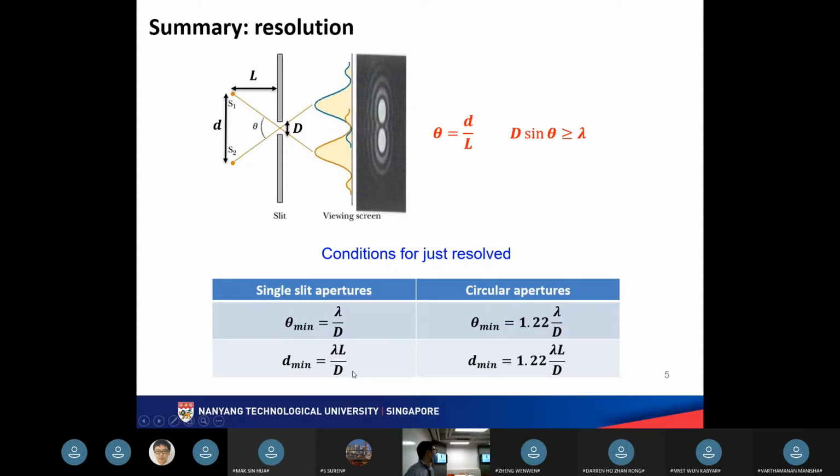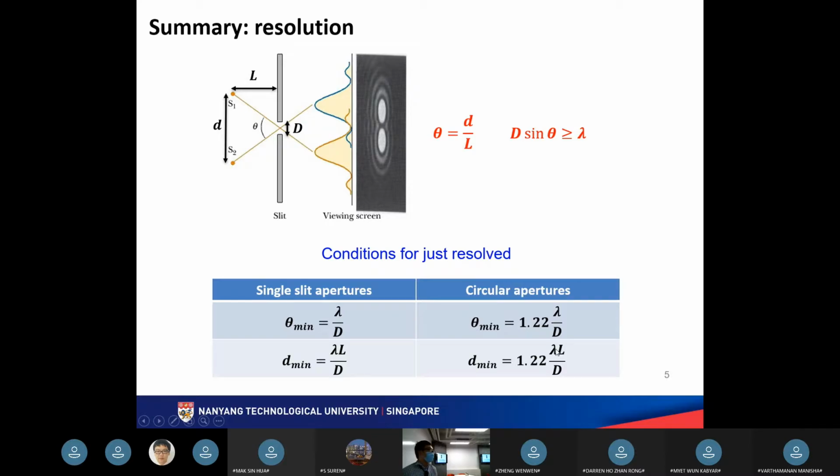But in our normal case, what we use is not a slit 2D aperture. We are using a 3D aperture, for example a cylindrical lens or a cylindrical mirror, and then you have to multiply by 1.22 in front of this. For a circular aperture, theta minimum equals 1.22 times lambda divided by d, and d minimum equals 1.22 times lambda L divided by d.